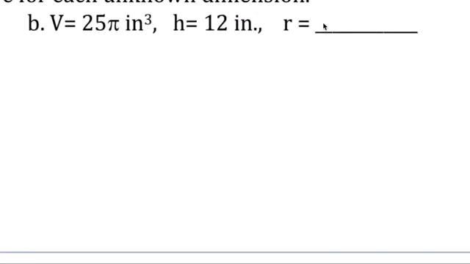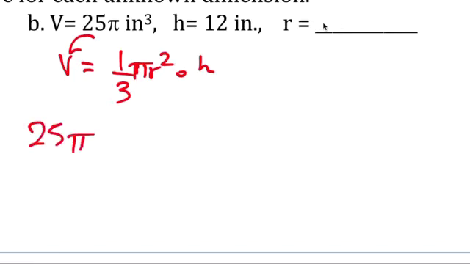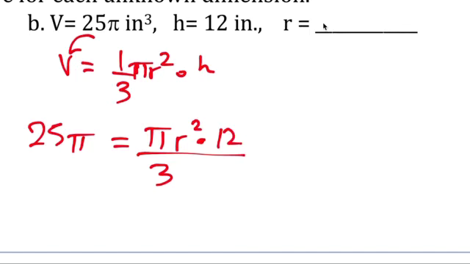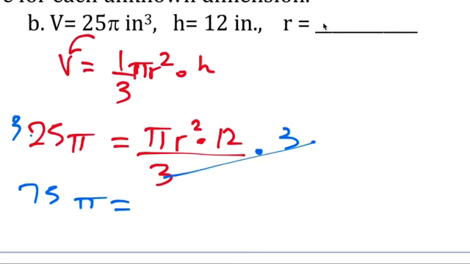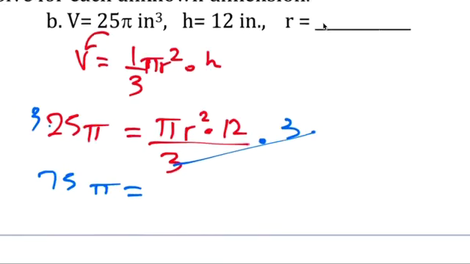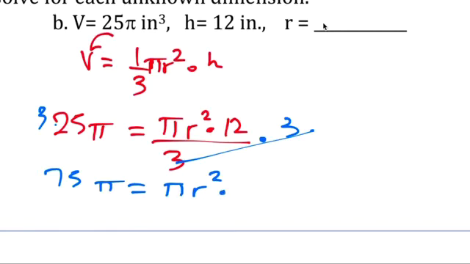So we got volume of a cone is pi r squared times height, with the one third. So we put that for volume, 25 pi inches cubed equals whatever it is, divided by 3, pi r squared, we don't know r, times 12. In order to get rid of the 3, you multiply by 3, you get 75. I love them leaving it in pi, in terms of pi. Cancel that, and then you've got pi r squared times 12, right?